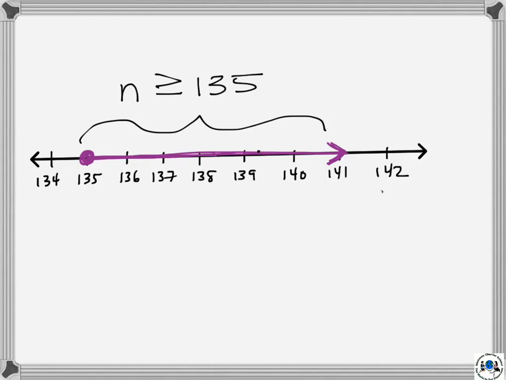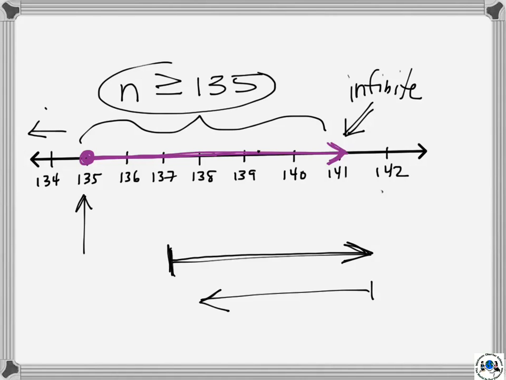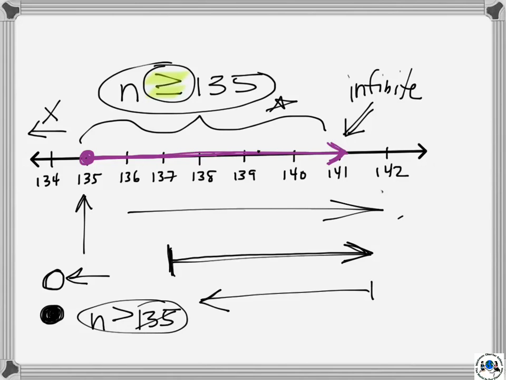N, in this case we'll use N, is greater than or equal to 135. Okay, 135. And again, we know it's going to the right because that ray is showing that we are moving infinitely to the right. We're not moving to the left, and we know that 135 is included because of our filled-in circle.